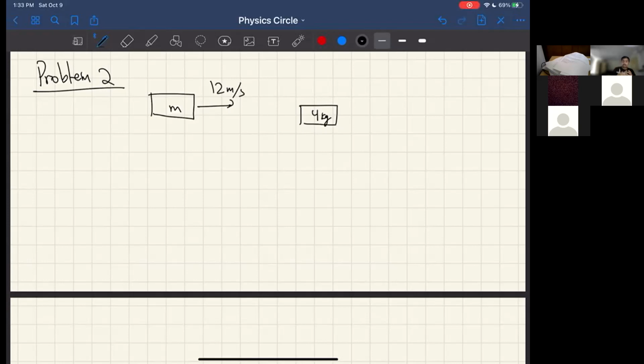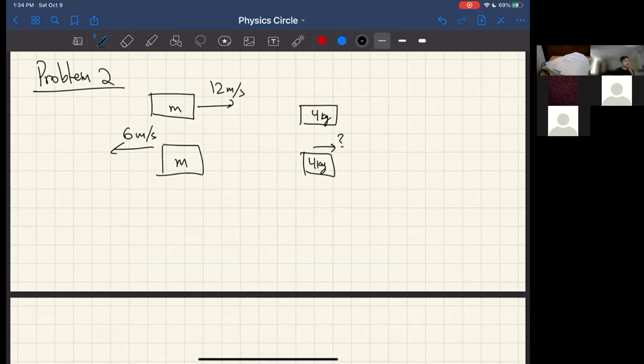You can have energy loss but momentum conserved, but elastic collision assumes both are conserved. So anyways, in this problem, after the collision, the m mass is moving backwards at 6 meters per second. And you don't really know what happens with the 4 kilogram cart. It's probably going to be moving in this direction with some unknown velocity.